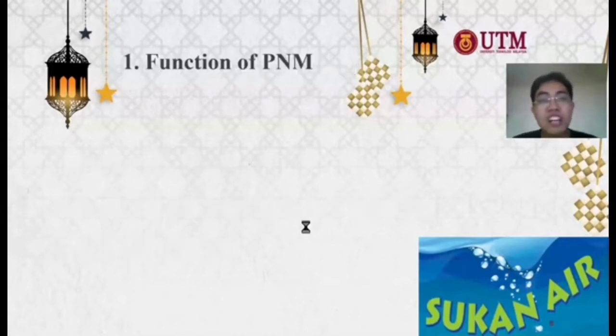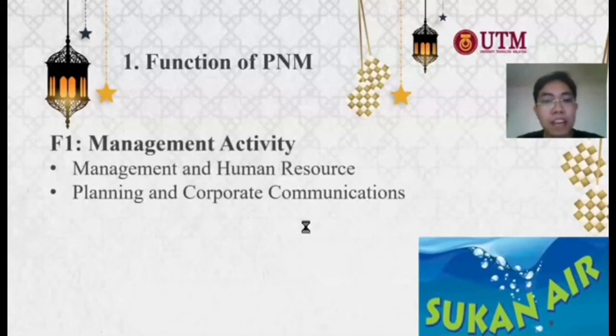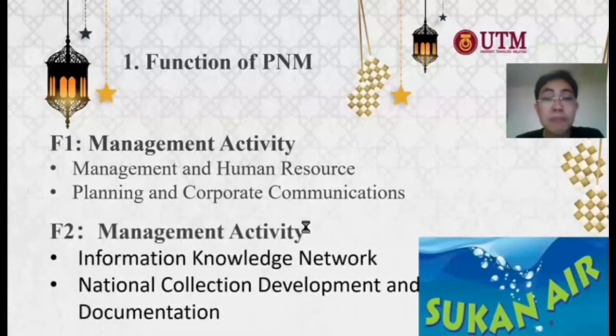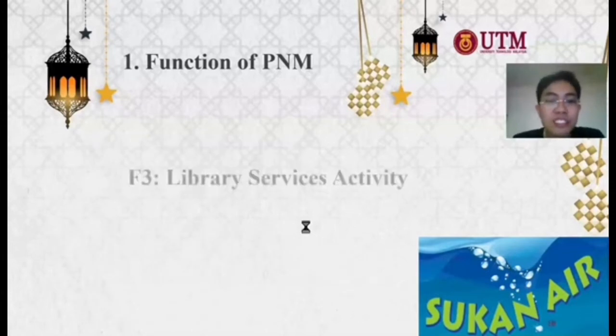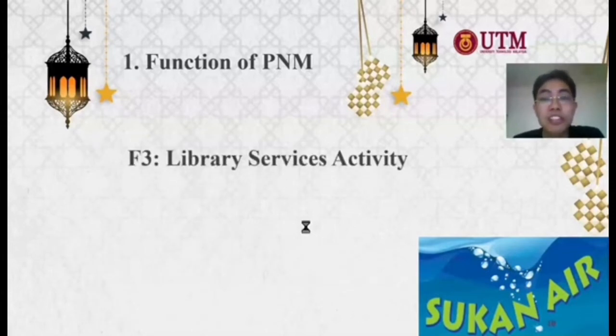So the main function of the National Library of Malaysia is divided into three activities. The first is managerial activities, which manage human resources and planning and corporate communications. The second function is management activities, including information knowledge network, national collection development, and documents. And the third function is library service activities. So that's why we watched the virtual exhibitions from the library.